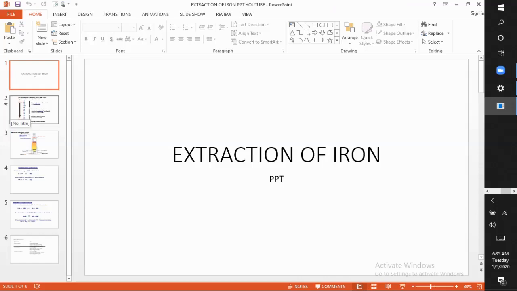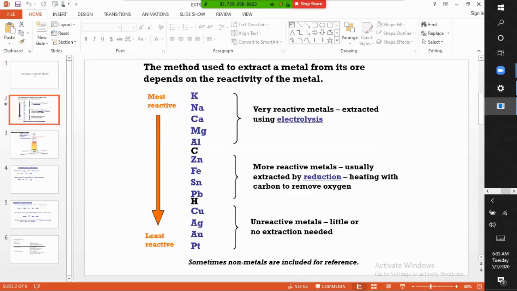The extraction of iron in a blast furnace. Why can iron be converted or reduced in the blast furnace? The reactivity series explains that. Now, the metals above carbon in this series cannot be reduced by carbon. But metals from zinc to lead that are below carbon can be reduced by carbon. So we can reduce iron from the ore by carbon in the blast furnace.